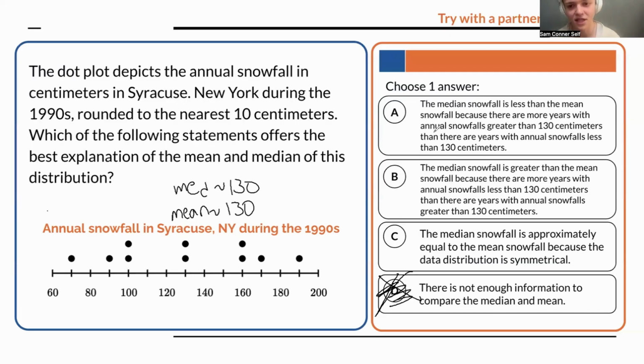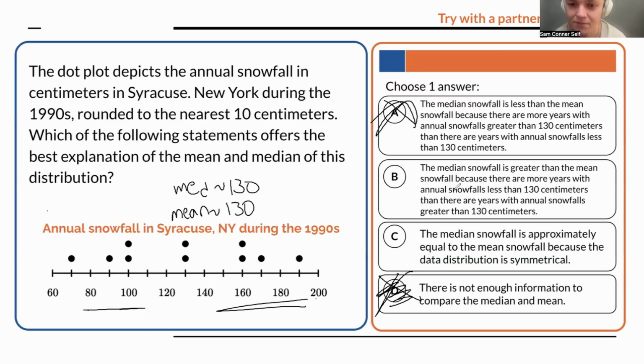And then A says that the median snowfall is less than the mean snowfall because there are more years with annual snowfalls greater than 130 centimeters than there are with annual snowfalls less than 130 centimeters. So looking at this, it says that there should be more data points on this side of 130 than on this side, which isn't true, because on each side of 130 there are going to be 4 data points. So we know that it can't be A.